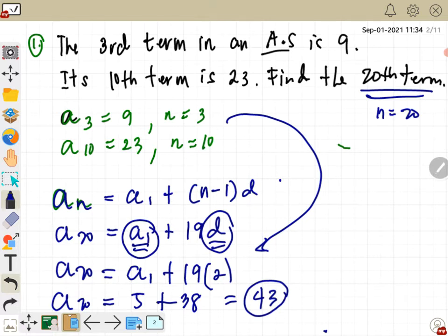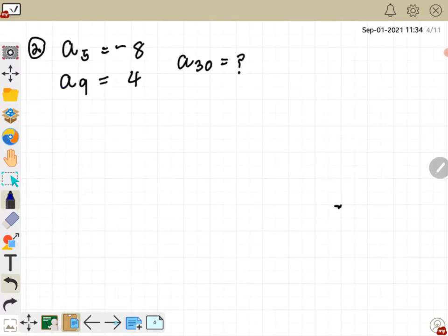Okay? So if we have the third term in an arithmetic sequence, which is 9, and its third term is 23, our 20th term is 43. So let's proceed to the next problem.